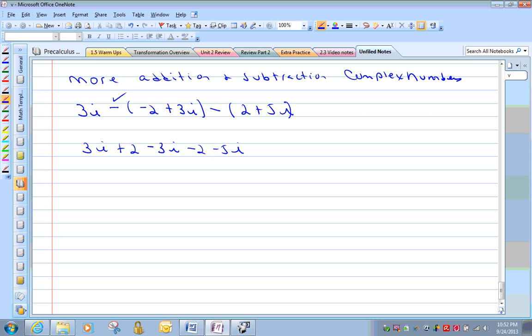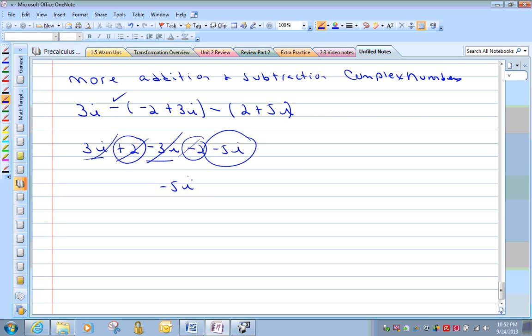At that point, we can start combining like terms. Let's combine the real parts. There's a 2 and a -2, and they are going to cancel each other. And so now we're just left to combine the imaginary parts. 3i and -3i cancel each other, so we're left with -5i. So our answer would just be -5i.